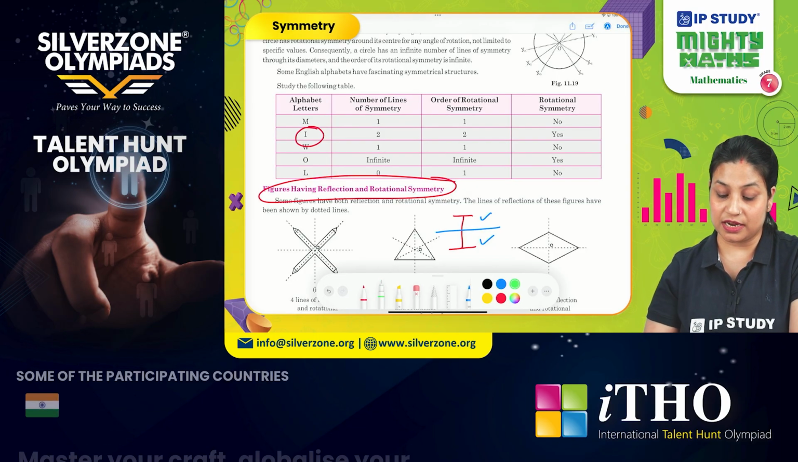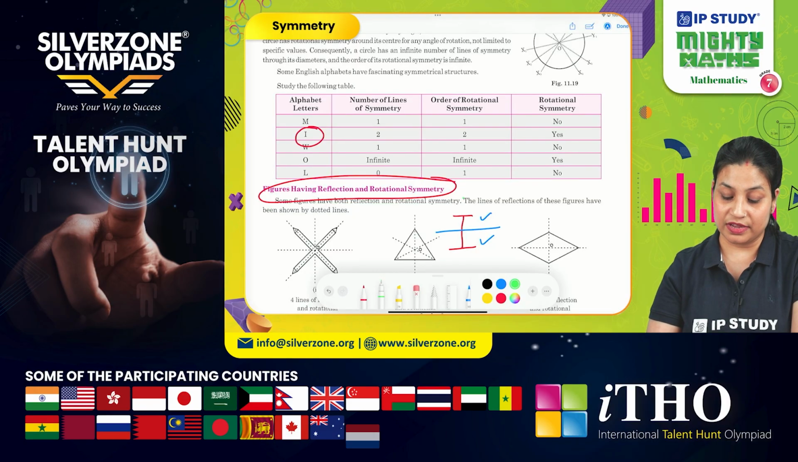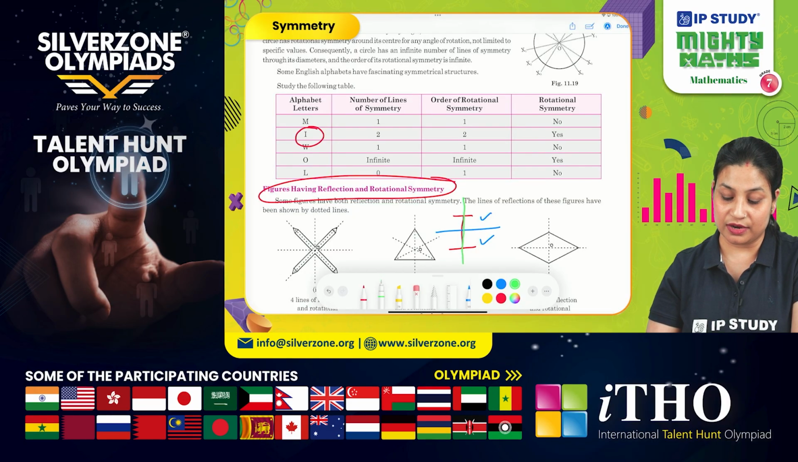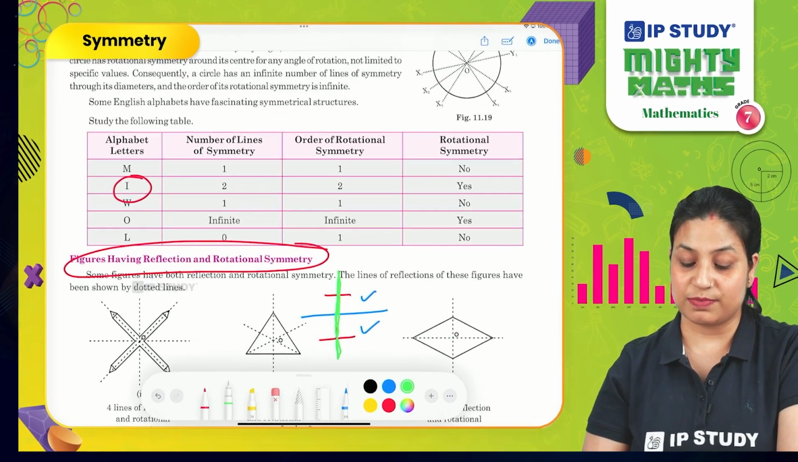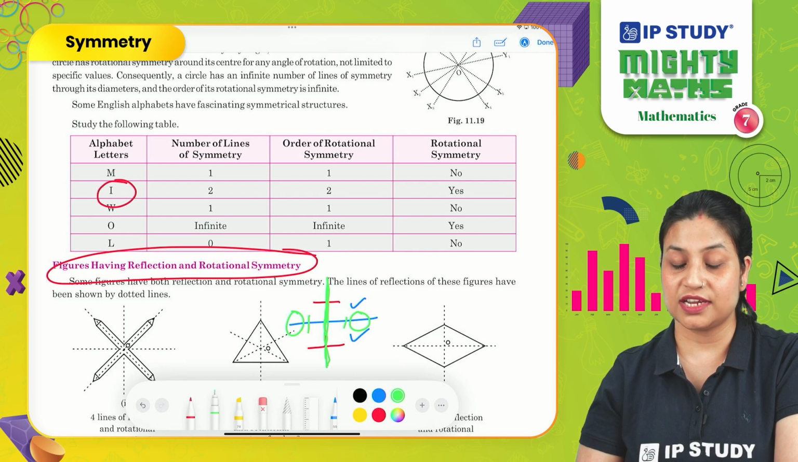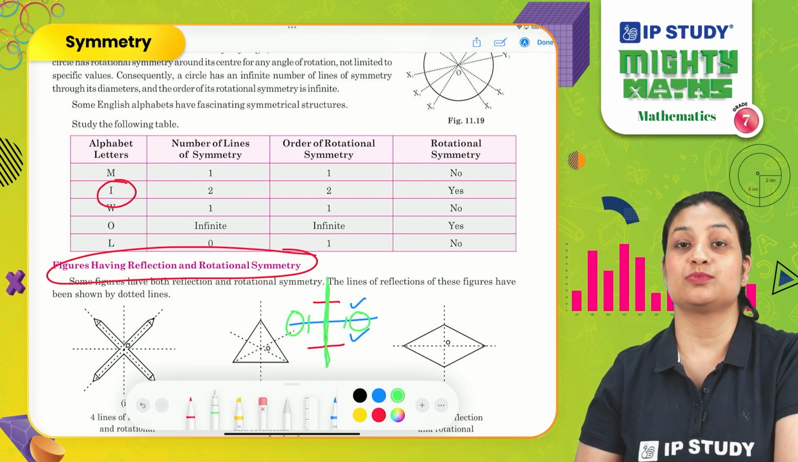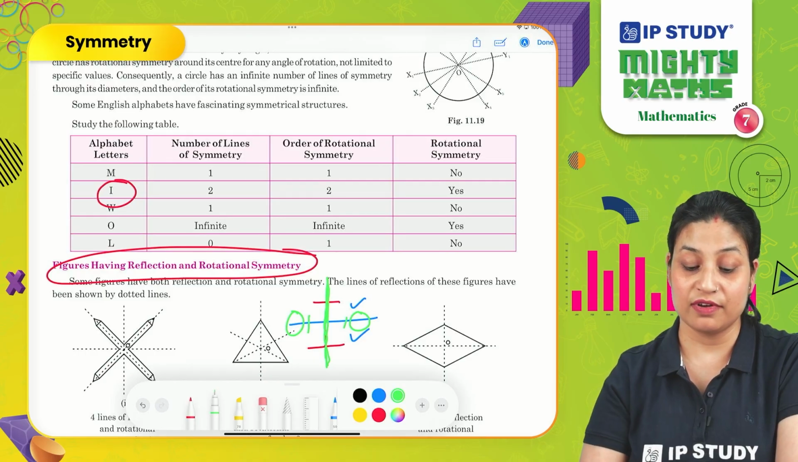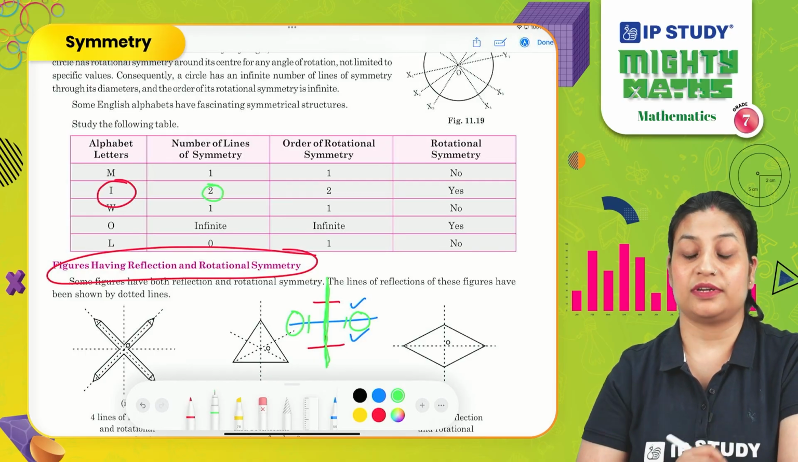Now let me take another color. Now suppose I am drawing a vertical line. So can I say this part is identical to this one? Yes. So this side is identical to this side. So yes, I has a vertical line of symmetry. So how many lines of symmetry do we have for I? We have 2 lines of symmetry, right?